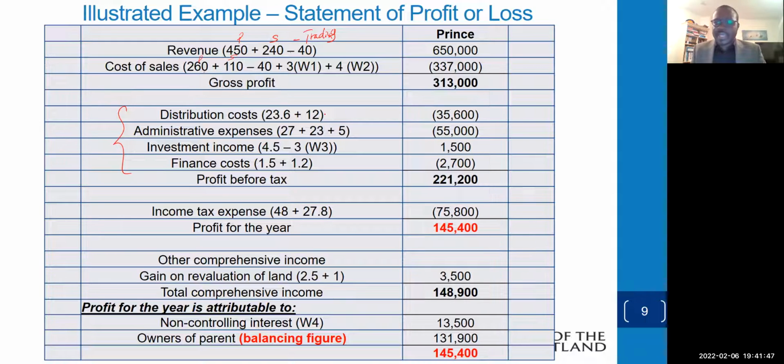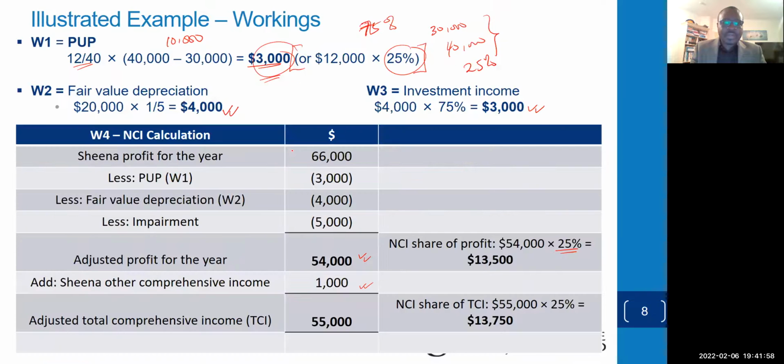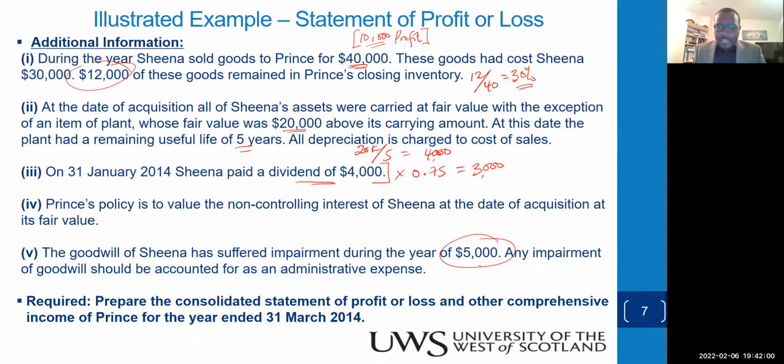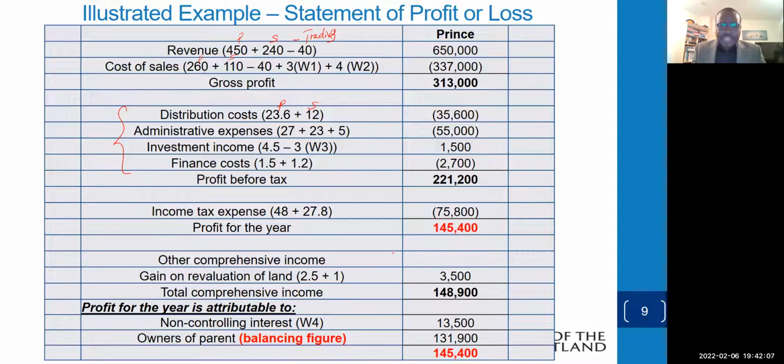Distribution expenses, just add the two lines, that of the parent and that of the subsidiary. Admin expenses, we were told that impairment goes into the admin. Let's go back one step and see. Impairment of 5,000 should be charged as administrative expenses. That is why we find that of the parent, 27, plus the subsidiary, 23, plus the impairment expense of the subsidiary.